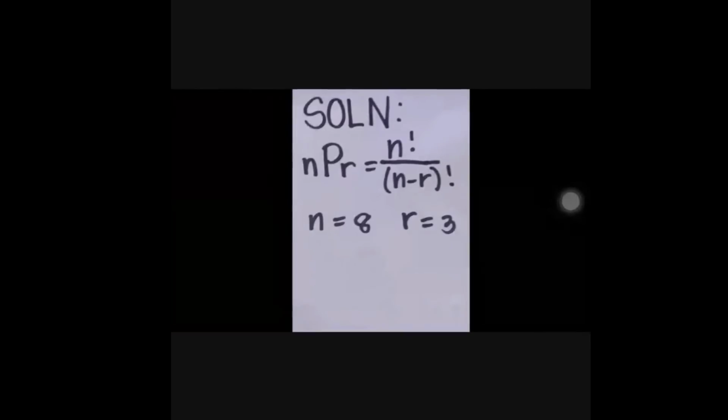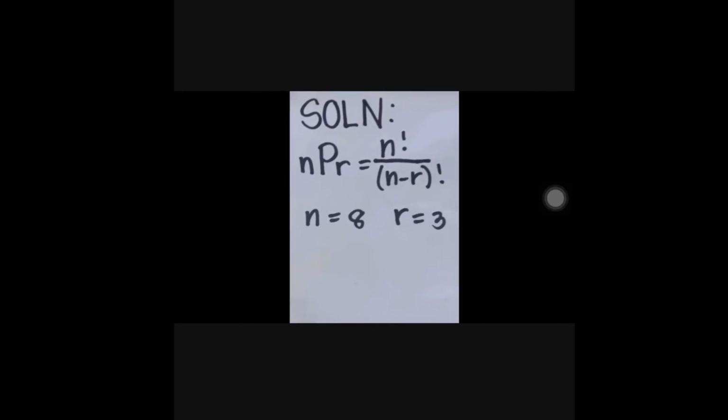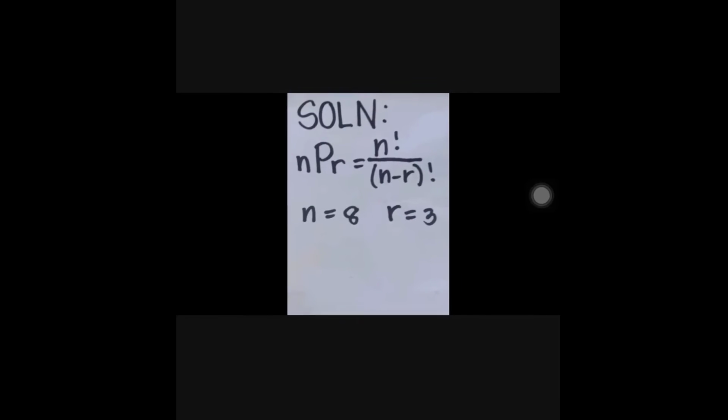Akia, do you have a solution? Yes, ma'am. Go ahead, Akia. The number of potted plants, ma'am, is 8, which is the n. Then the 3, ma'am, is the rows. So we solve it.